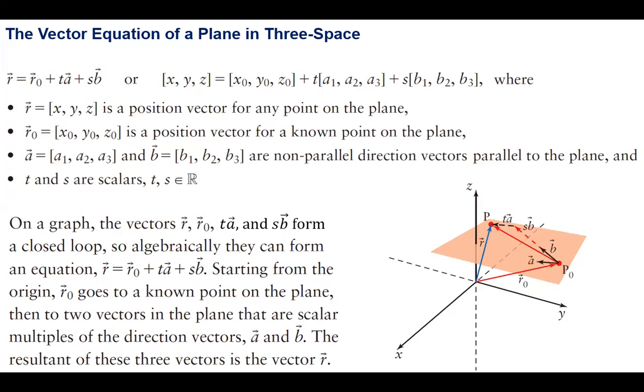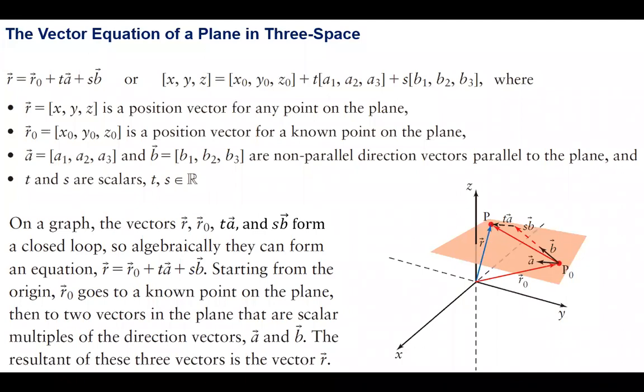r, whose components are x, y, z, is the position vector for any point on the plane. And vector r naught, whose components are x naught, y naught, z naught, is a position vector for a known point on that plane. And vector a, whose components are a1, a2, a3, and vector b, whose components are b1, b2, b3, are non-parallel direction vectors parallel to that plane. And t and s are scalars, where t and s belong to the real number set.